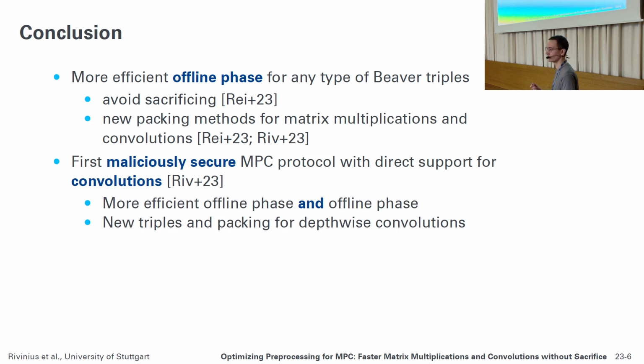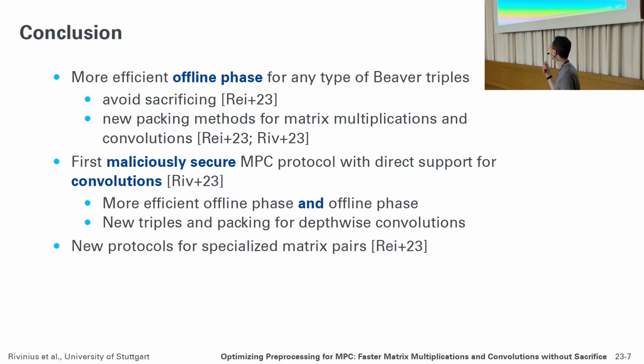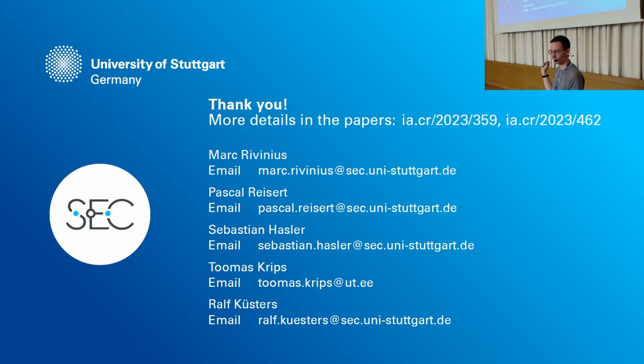We also have in the paper depth-wise convolutions that were not included in prior work. And also we have special protocols for generating matrix pairs, like if you multiply a matrix by its own transpose. Yeah, so I'm done.